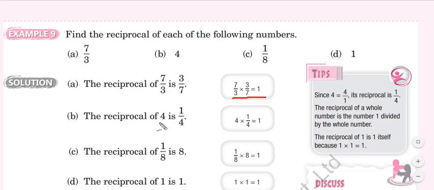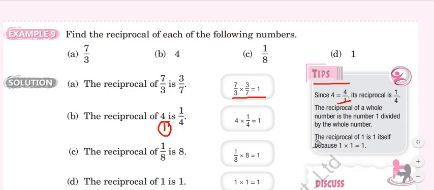The reciprocal of 4. The 4 can be written as what? 4 upon 1. Any whole number can be written as the number upon 1. The denominator is always 1 there. So on reciprocating it, the result comes out to be 1 by 4. In the tips also they have given the same thing. Since 4 can be written as 4 upon 1, the reciprocal is 1 by 4. The reciprocal of a whole number is 1 divided by the whole number.